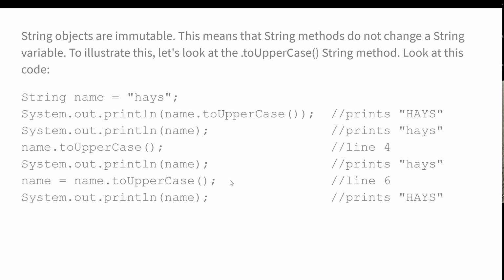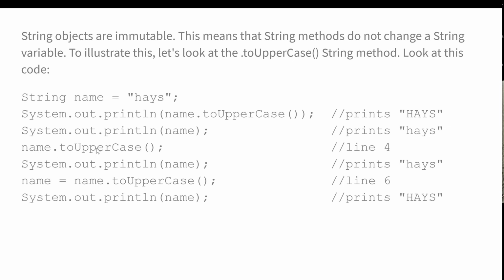What it does is it makes something uppercase. So let's look. I'm saying String name equals "Hayes", and I'm printing name.toUpperCase(). Then we get an uppercase version of Hayes over here. What I want you to understand is when we make this name.toUpperCase() call, it returns an uppercase version of the name variable, but it didn't change the name variable. See, on this next line, I'm printing out name again, and it's still lowercase.